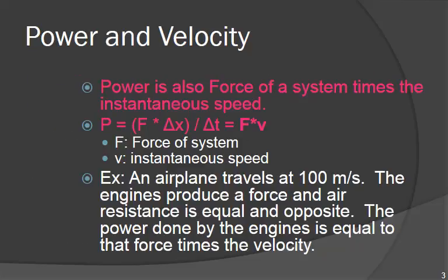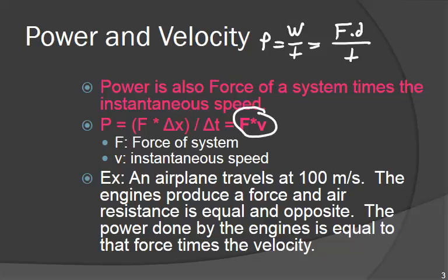Also, power is force times velocity, and you should be able to get that from the power equation. Power equals work over time, which is force times displacement times cosine theta over time. So displacement over time is velocity. So force times velocity is equal to power as well. And dealing with a constant velocity here would be that.